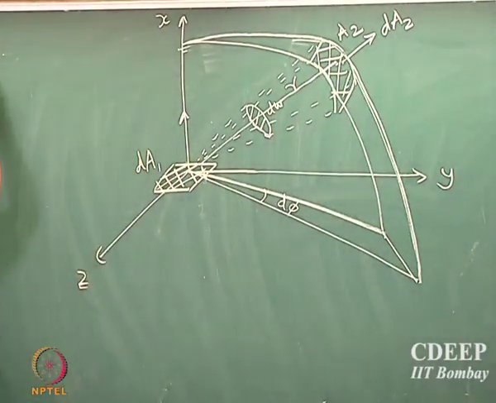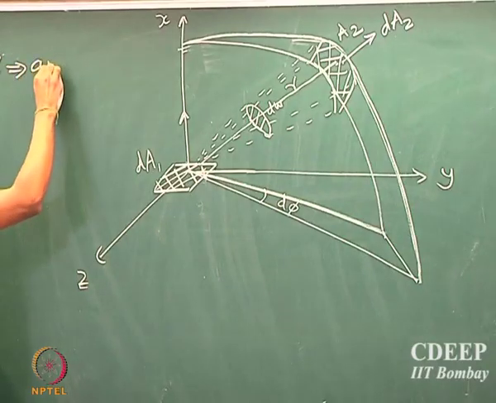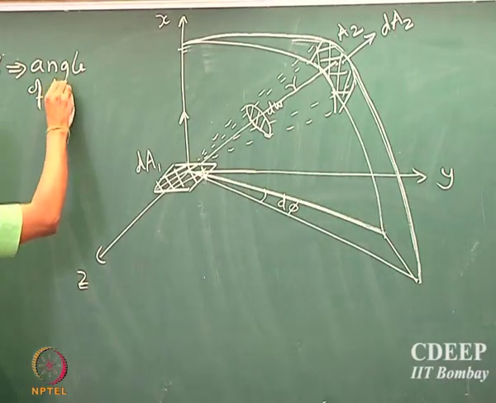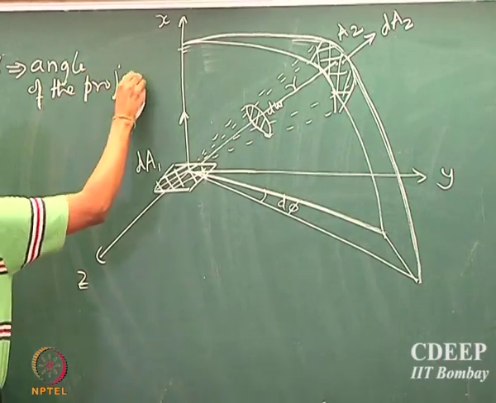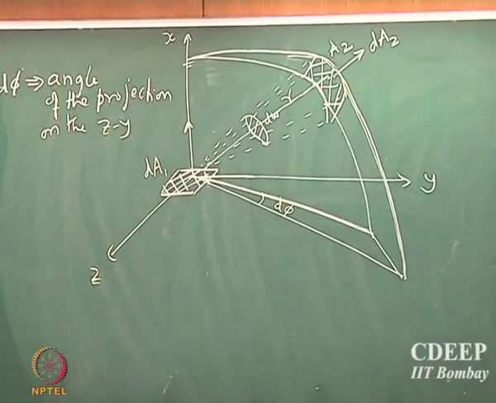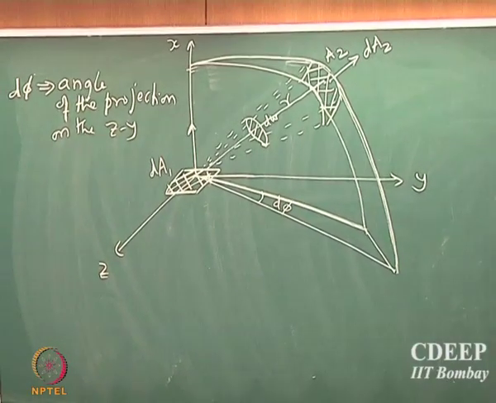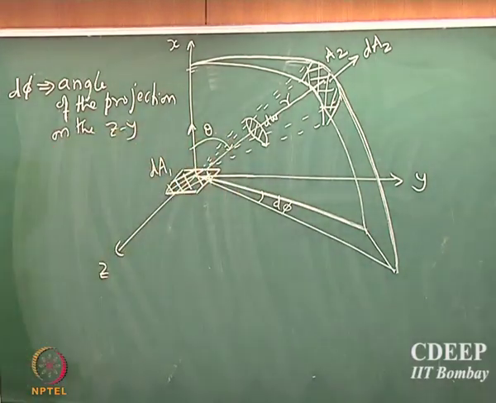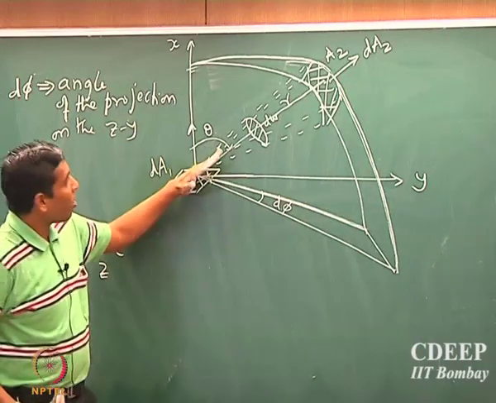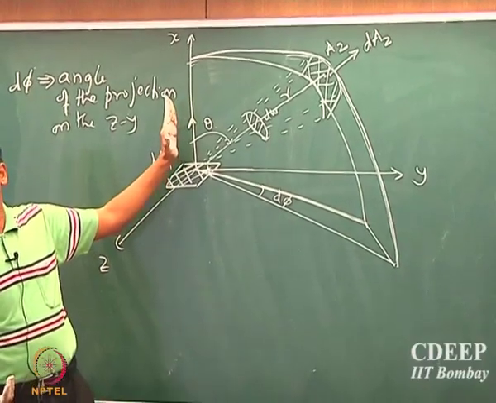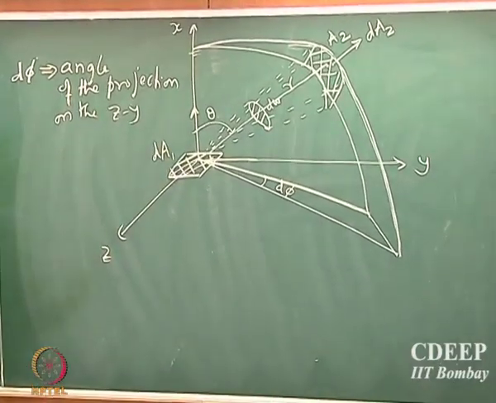So d phi is the angle of the projection on the zy plane, and if I call this angle theta, that is the angle of the line that joins the center of these two objects with the x axis. So that is angle theta. So I have now clearly defined two coordinate systems.